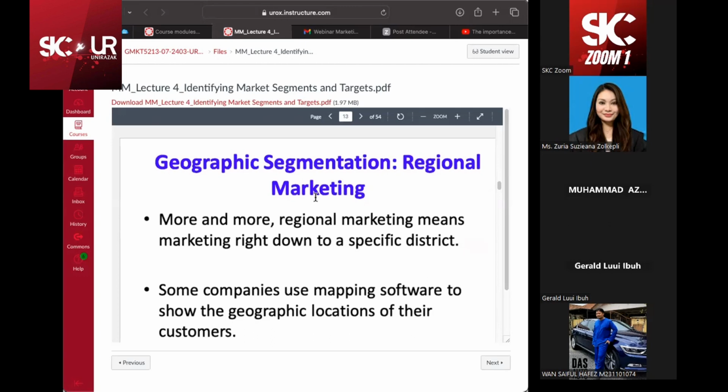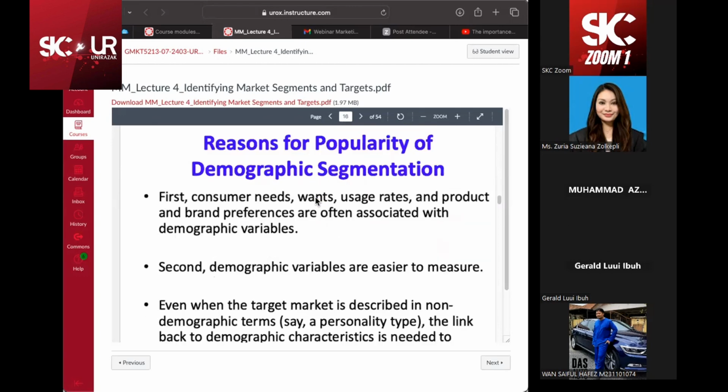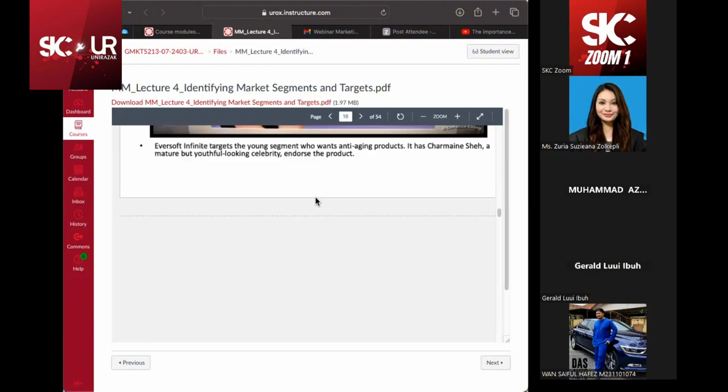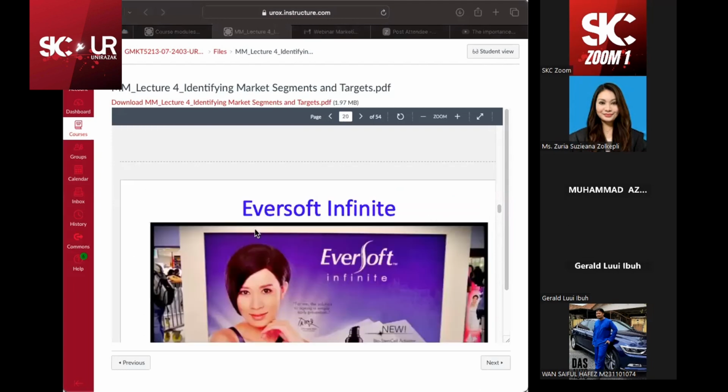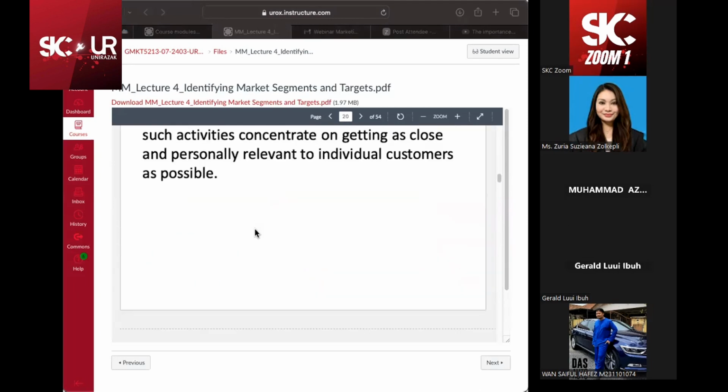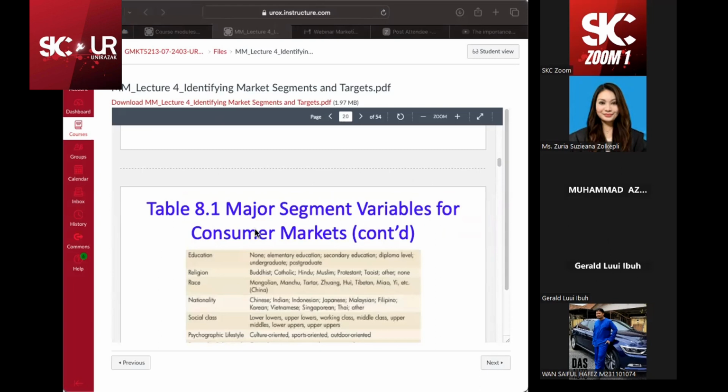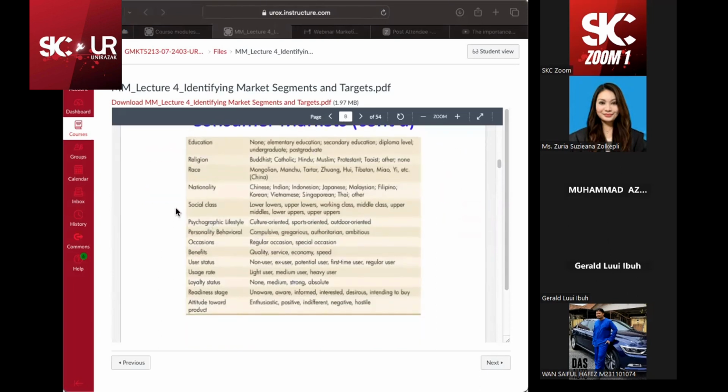Okay, so I don't think that I have to explain everything here. Geographic segmentation ataupun income. Okay. Is there anything that you want me to discuss? I believe that you know, right? You are familiar with this segmentation. The distinctive reasons for segmentation. Kalau education, income.